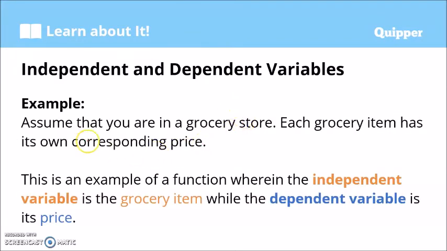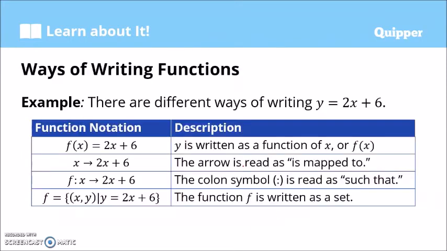Let's have another example. Assume that you are in a grocery store. Each grocery item has its own corresponding price. This is an example of a function wherein the independent variable is the grocery item, while the dependent variable is its price.